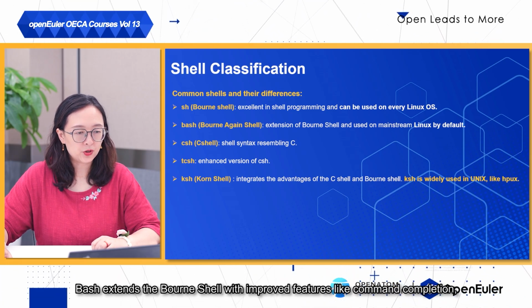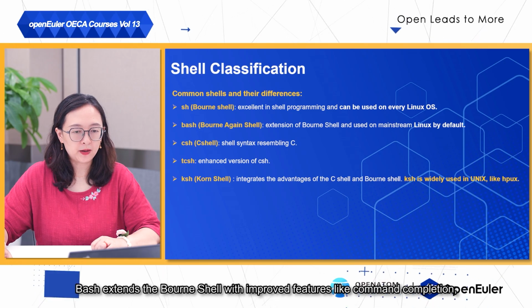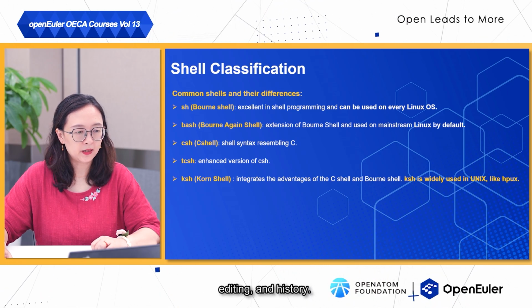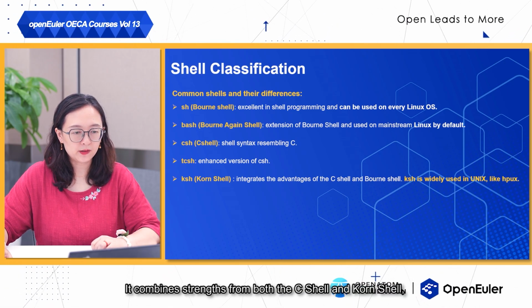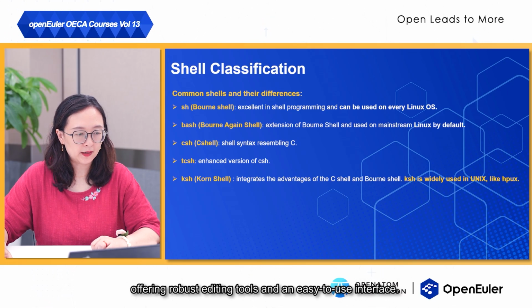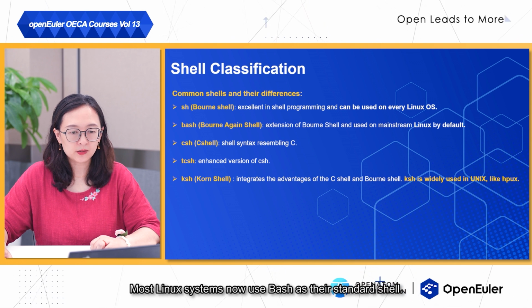Bash extends the Bourne shell with improved features like command completion, editing, and history. It combines the strengths from both the C shell and the Korn shell, offering robust editing tools and an easy-to-use interface. Most Linux systems now use Bash as their standard shell.